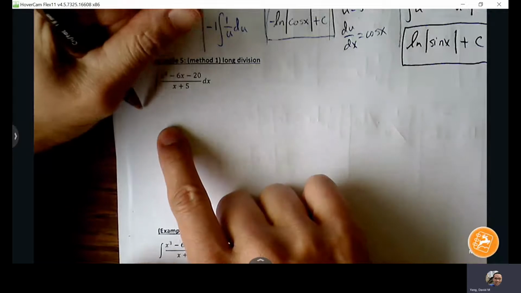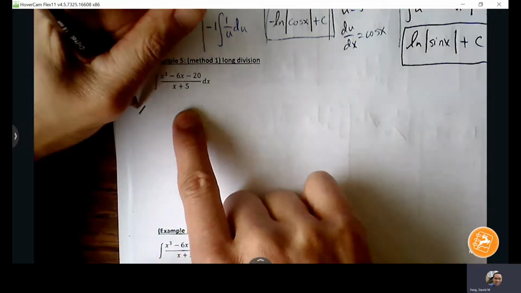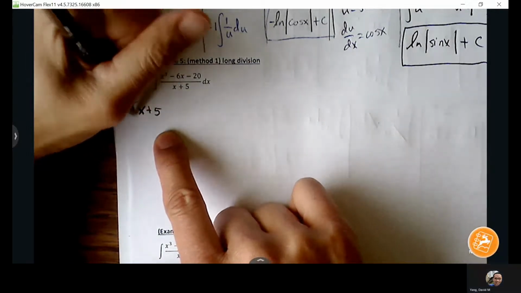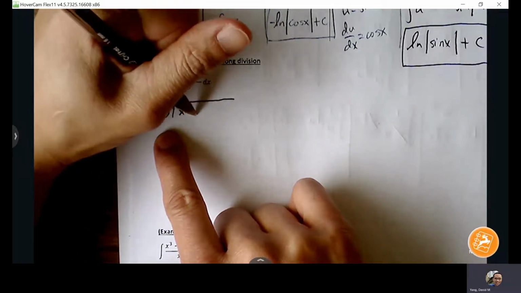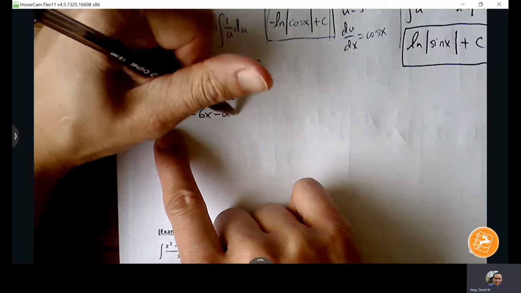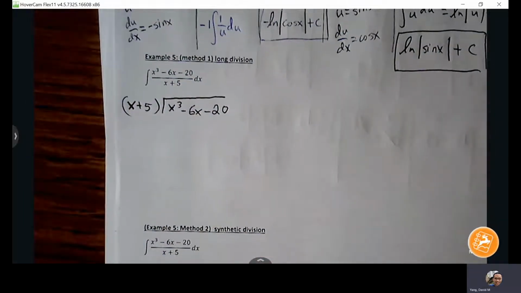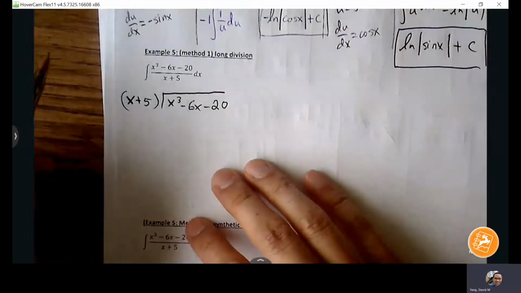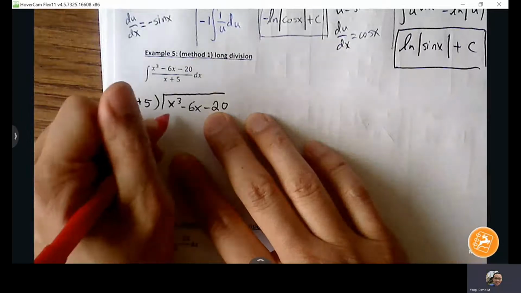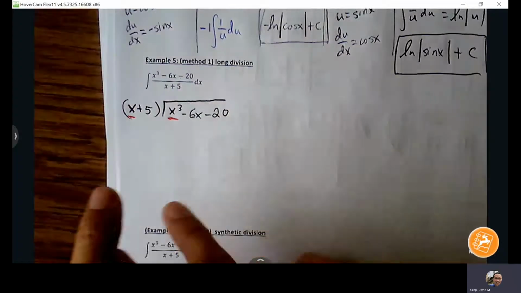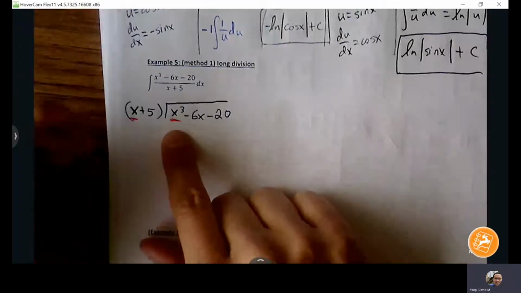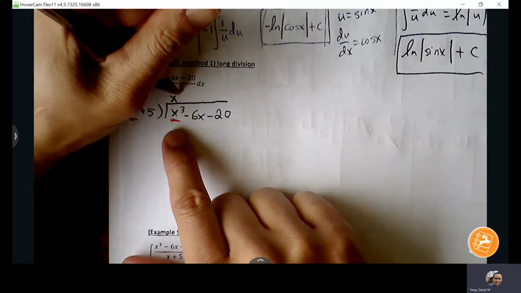So here's the long division method. You're going to pull the divisor outside, the x plus 5. And the dividend you'll leave inside here, x cubed minus 6x minus 20. Okay, you've done long division before in the past, but we're going to just practice through the steps here. So the first thing you do is start off with the first terms. And we ask ourselves, x times what gives us x cubed? x squared. So you put x squared as the first term.